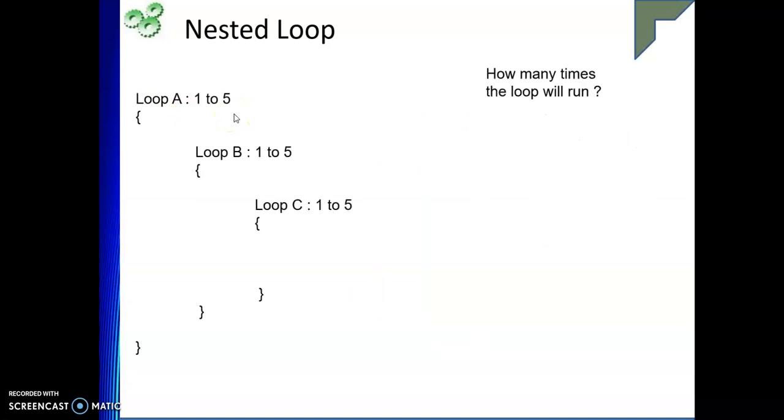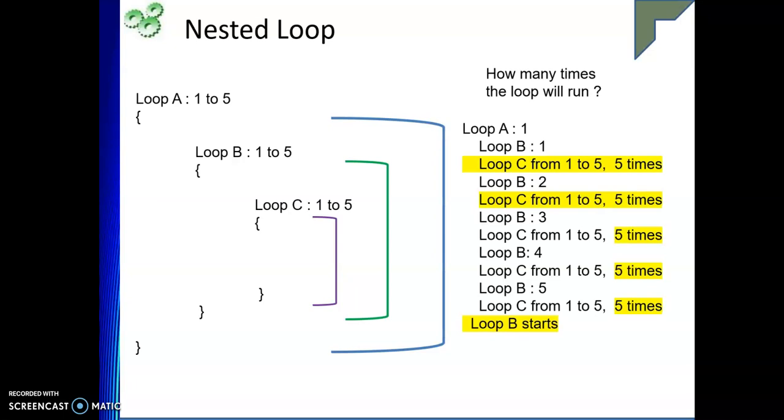Okay, so similarly, if I say loop A is going from 1 to 5, loop B is going from 1 to 5, and loop C is going from 1 to 5, how many times is it going to run? You can see that when loop A is 1, loop B will be 1 and loop C will go from 1 to 5 times. Then loop C will again go from 1 to 5 times.